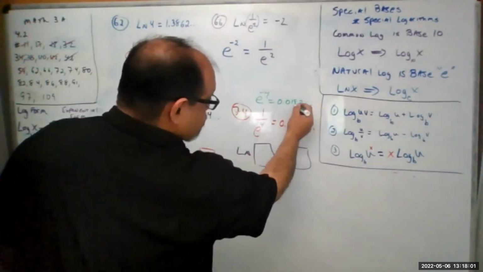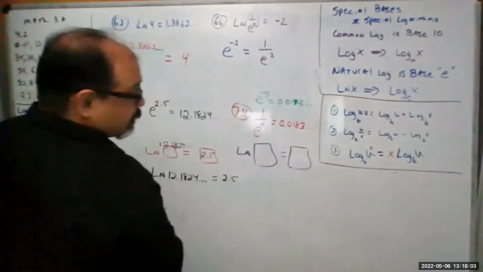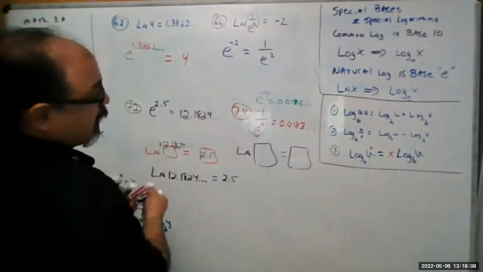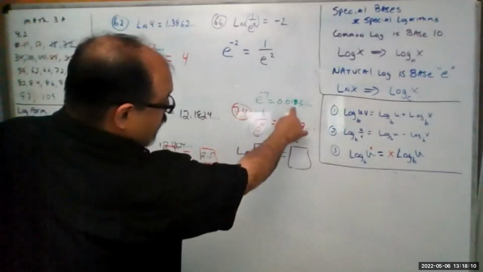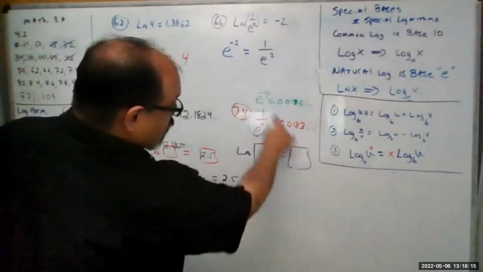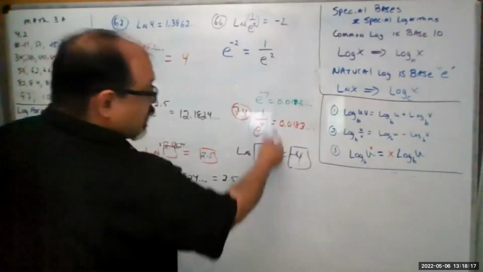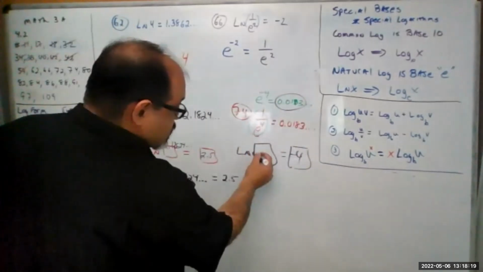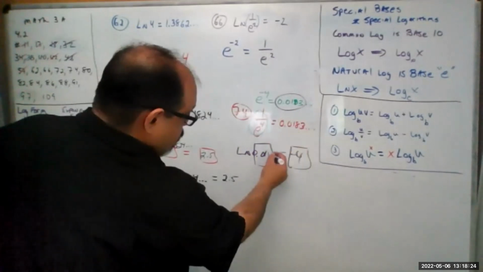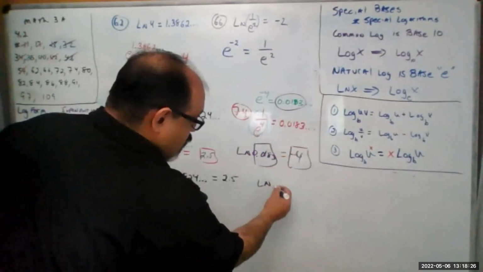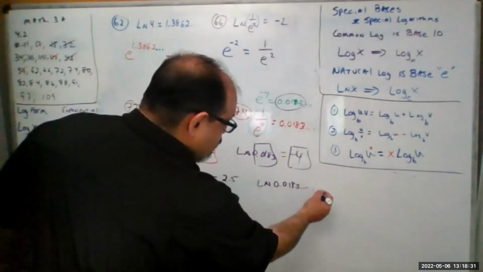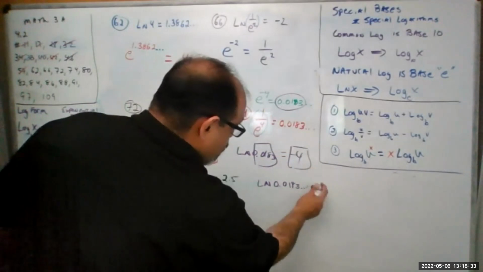equals 0.0183 dot, dot, dot. This is E to the negative 4. So now base to the across equals what's inside. The base is E, E to the across, that's where negative 4 goes, equals, this is my inside, 0.0183. So the natural log of 0.0183 dot, dot, dot equals negative 4.